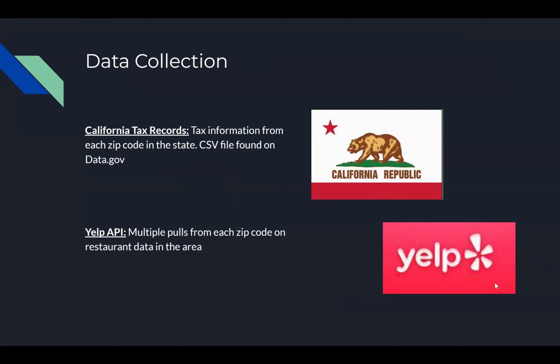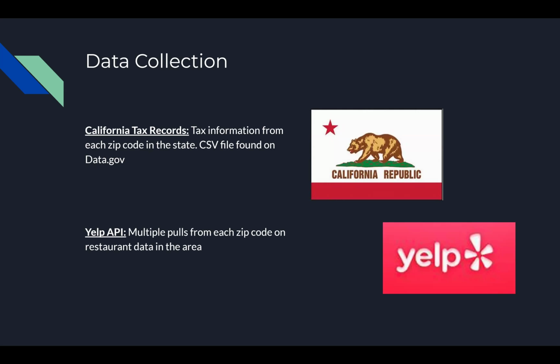So for data collection, I had two sources. My first source was California tax records. It was a CSV file that I found on data.gov. And this had everything like the total income of the area versus the number of people and the number of people that returned these. So you could get the average income by doing a few operations.